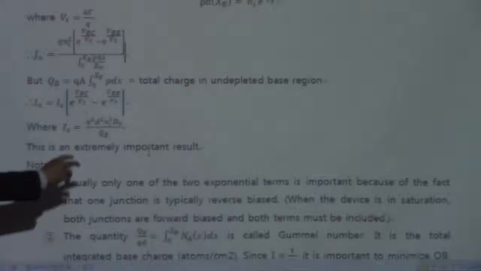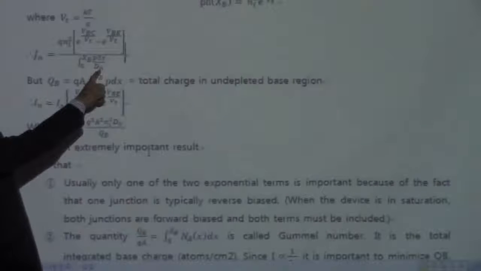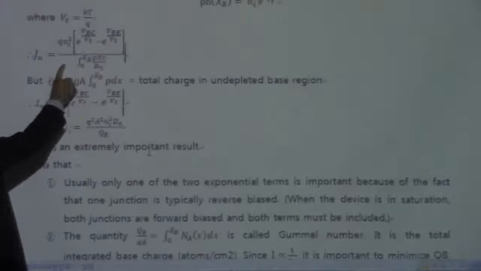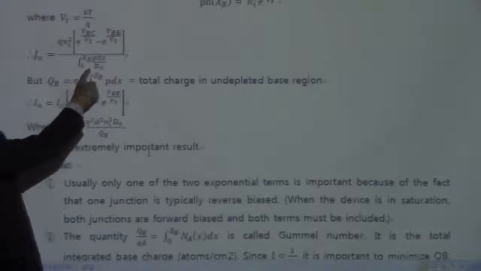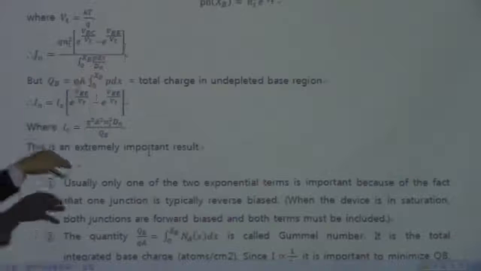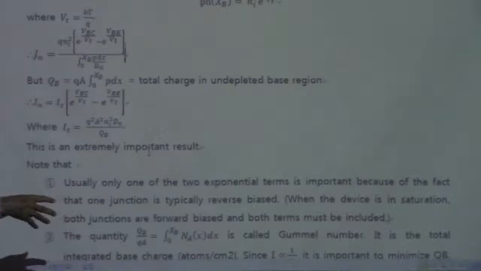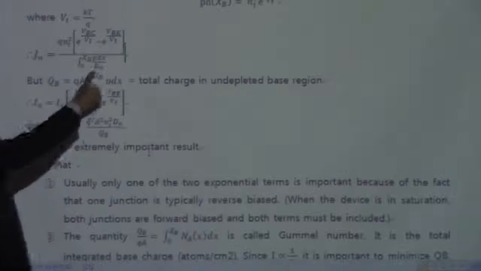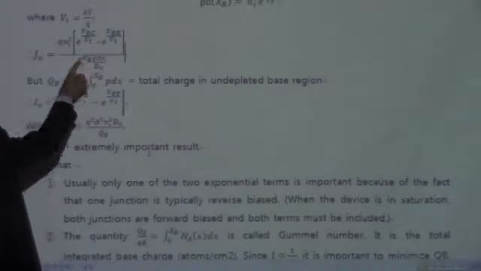If the diffusion coefficient is constant, then it can come out from the integration, and then you end up with the integration of the boron concentration profile in the base region. Okay? That is simply the total amount of boron in the base.